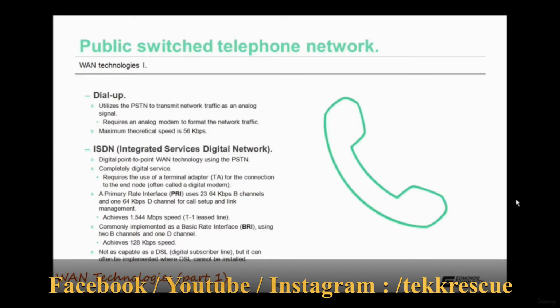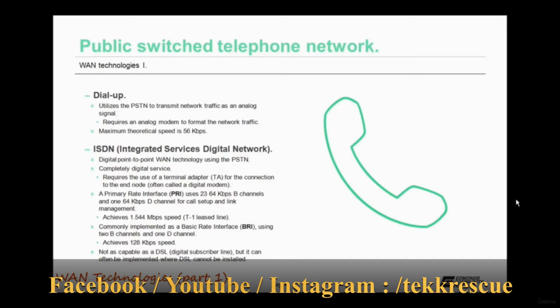Now, dial-up utilizes the PSTN to transmit network traffic as an analog signal. Dial-up does require an analog modem to format the network traffic correctly so it can be transmitted. Your maximum theoretical speed on dial-up is 56 kilobits per second. It's not very fast. Then there's ISDN, Integrated Service Digital Network.